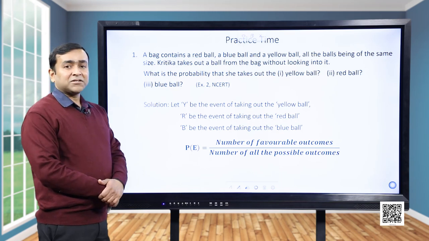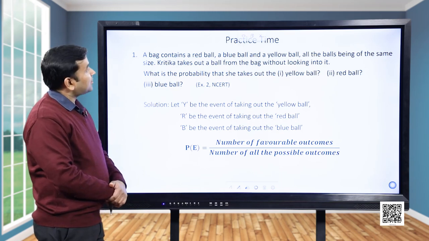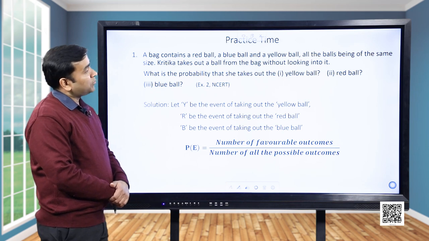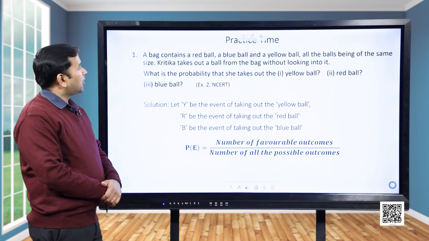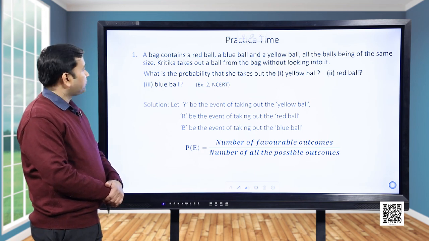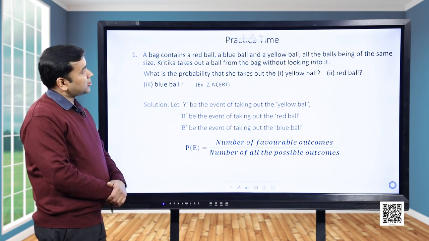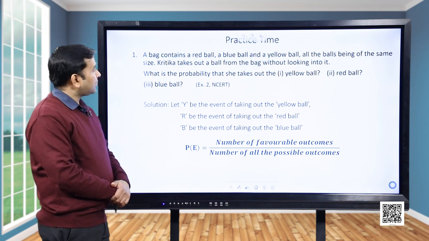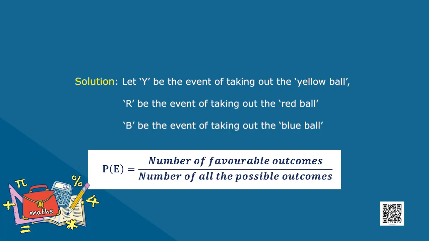Let us do the first question. A bag contains a red ball, a blue ball and a yellow ball, all the balls being of the same size. Kritika takes out a ball from the bag without looking into it. What is the probability that she takes out the yellow ball, and second part is red ball, and lastly the blue ball? So let Y be the event of taking out a yellow ball, B be the event of taking out the blue ball, and R be the event of taking out the red ball.